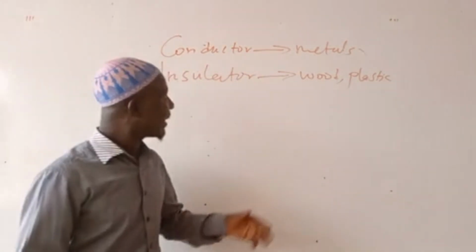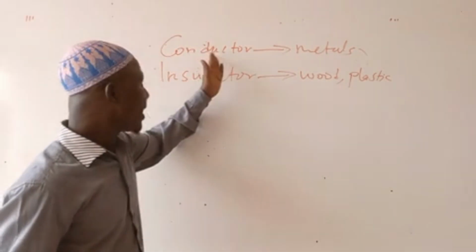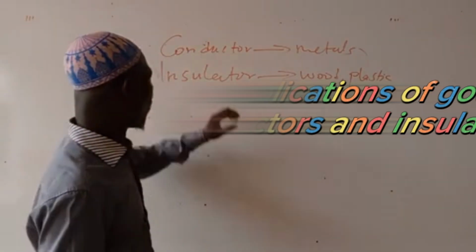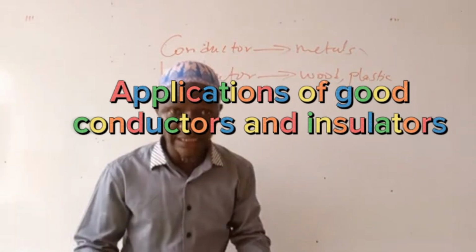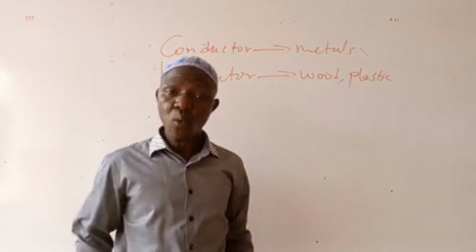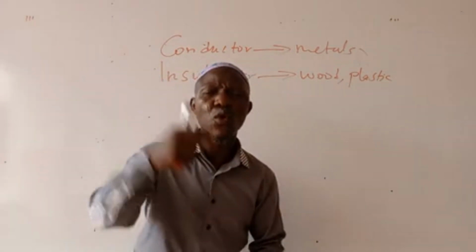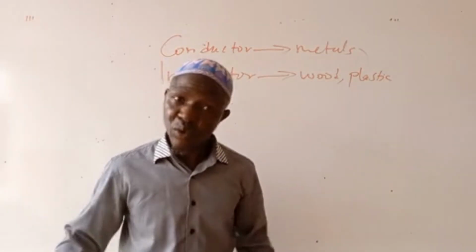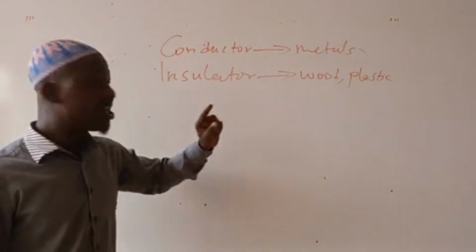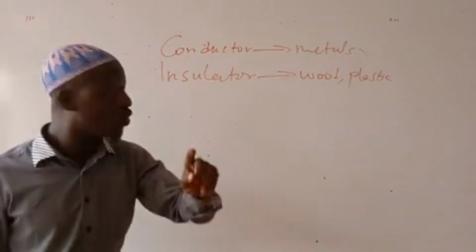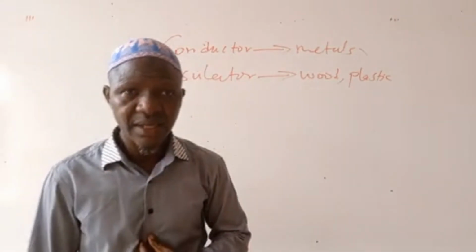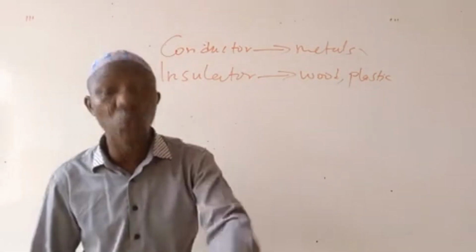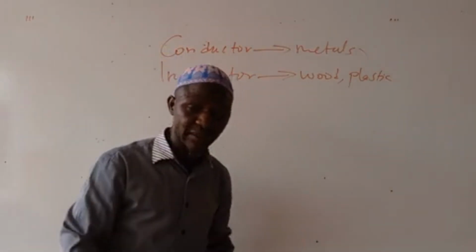Now, can we say a conductor is better than an insulator? Both of them are useful. If you look at our cooking utensils, they are made of metal. Why? So that they can conduct heat to whatever we put inside. If they were not conductors, we could not cook or prepare our food. But if we assume that conductors are good because they can conduct heat, can we say insulators are not good? Insulators are also good in their own aspect.